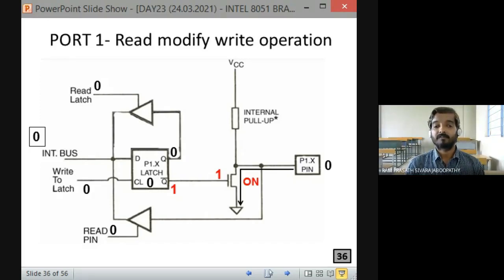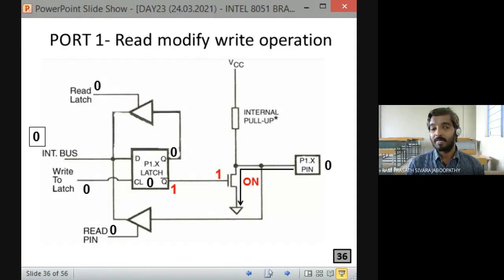That's all. SETB and CLR are write operations. MOV C, bit is a read operation. MOV bit, C is a write operation. Whereas complement is a read, modify, write operation. I hope you understand write operation and read, modify, write operation.